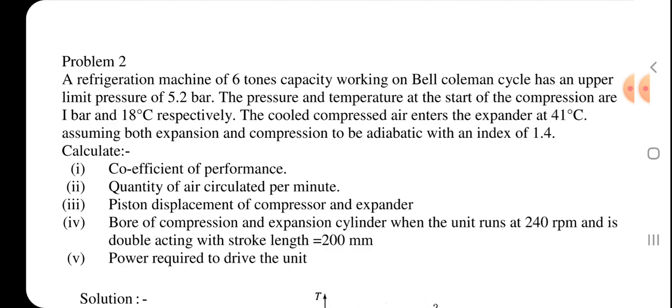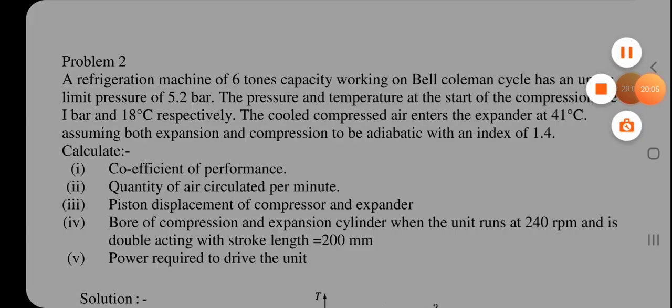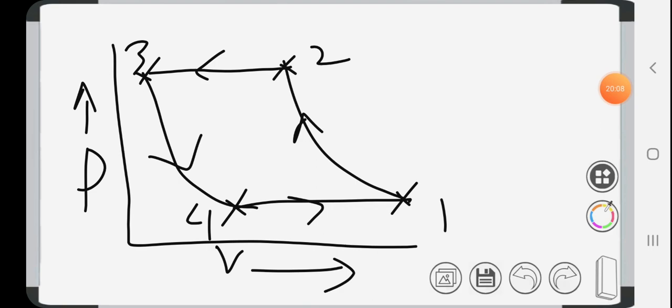So students, the total capacity of the refrigerator is 6 tons. Upper limit pressure is 5.2 bar, meaning maximum pressure after compression. It is P2 equal to 5.2 bar. Pressure and temperature at the start of compression are 1 bar and 18 degrees Celsius, meaning P1 equal to 1 bar, T1 equal to 18 degrees Celsius. The cooled compressed air enters the expander at 41 degrees Celsius, meaning T3 is 41 degrees Celsius, and gamma equal to 1.4. Okay. So students, this is a Bell-Coleman cycle.